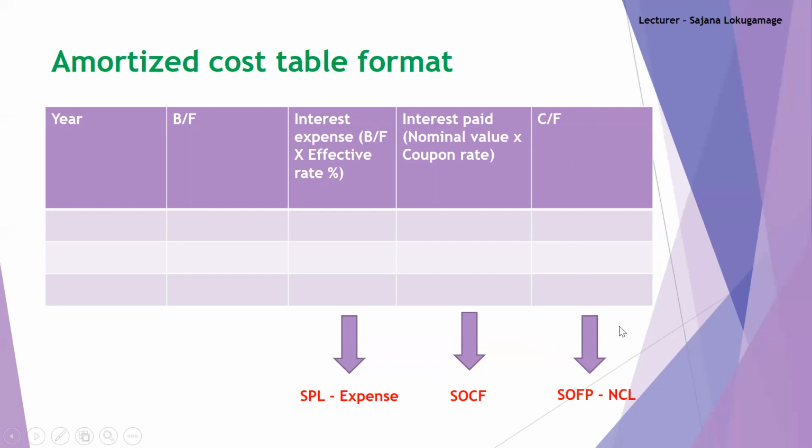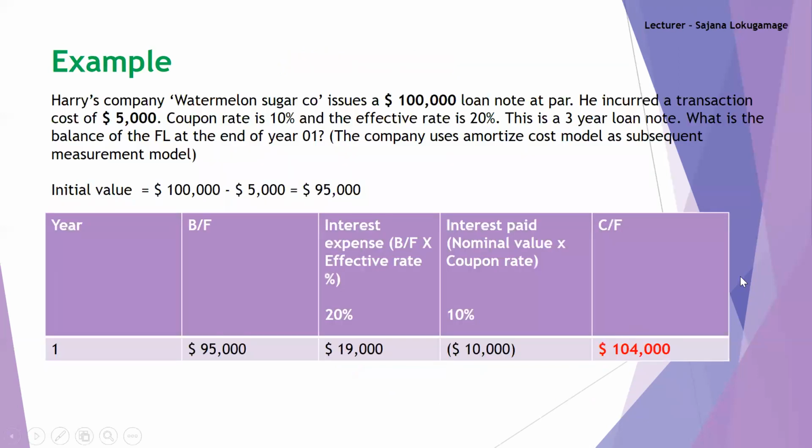Now let's look at an example, guys. Read along with me. Harry's company Watermelon Sugar Co. issues a $100,000 loan note at par. He incurred a transaction cost of $5,000. Coupon rate is 10% and the effective rate is 20%. This is a 3-year loan note. What is the balance of the financial liability at the end of year 1? They are telling us the company uses the amortized cost model as subsequent measurement.